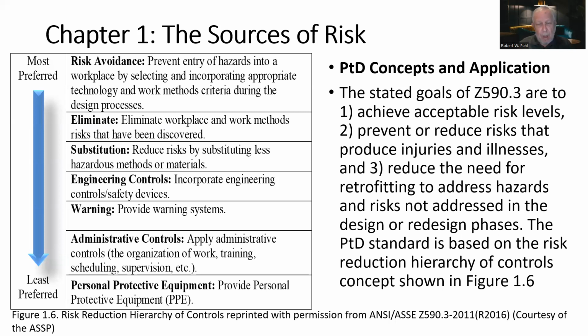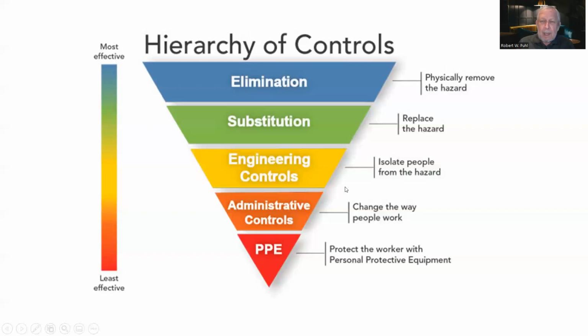So that's one of the fundamental things that I've seen that really could be a big improvement in enterprise risk management. And this is the hierarchy of controls that I particularly like. It's a little simpler: elimination, physically remove the hazard; substitution, replace the hazard; engineering controls, isolate people from the hazard; administrative controls, change the way people work; and PPE, protect the worker with personal protective equipment. That's the one we're going to use in this course.